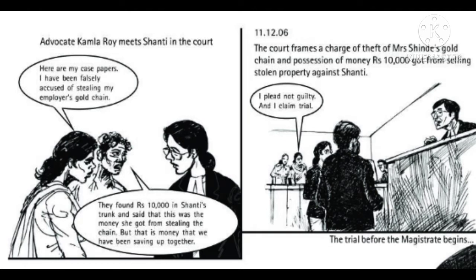But Shanti does not have money, so how could she get the bail? Because Shanti does not have any lawyer, the government provides a public prosecutor, Advocate Kamla Roy. Advocate Kamla Roy meets Shanti in court and asks her for the case papers. Then the court frames a charge against Shanti of theft of Mrs. Shinde's gold chain and possession of rupees 10,000 got from selling stolen property.